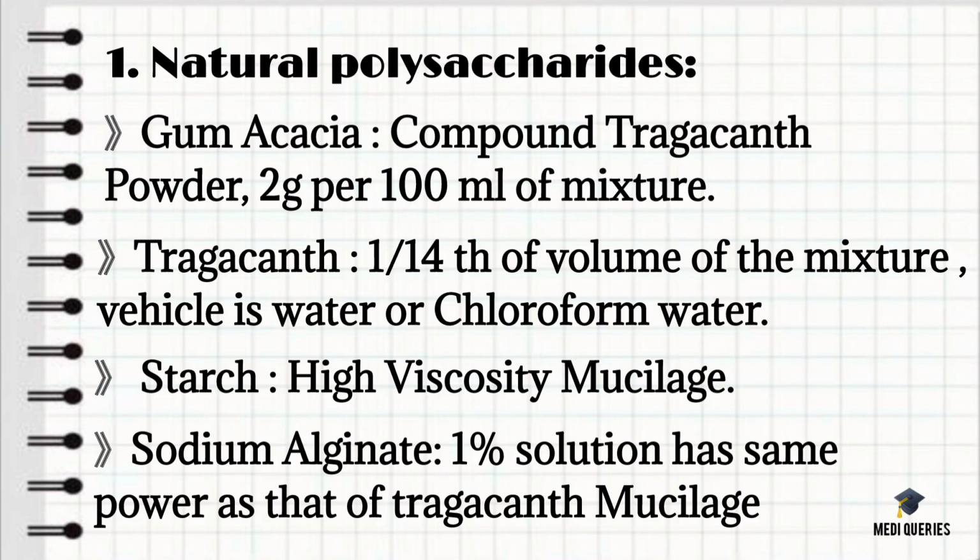It is used in mixtures containing resinous tinctures. It is more effective when it is used as compound tragacanth powder. Compound tragacanth powder contains acacia 20%, tragacanth 15%, starch 20% and sucrose. Compound tragacanth powder is used in a concentration of 2 grams per 100 ml of mixture. The compound tragacanth powder is always used when the vehicle is other than water or chloroform.